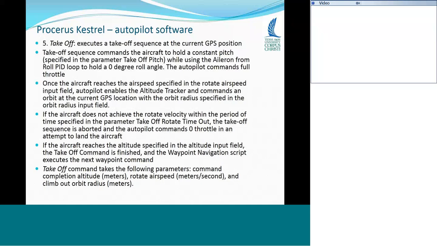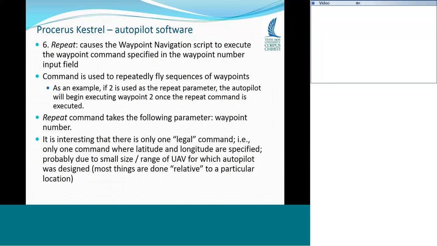So it's going to be thrown in the air. It has a certain length of time to reach a certain speed. If it reaches that speed, it's just going to go into an orbit around a point and climb till it gets to the specified altitude. And then that will be considered a successful takeoff, and it moves on to the next point. If any of those things don't happen, then throttle off, glide down, and let the crew find out what went wrong.